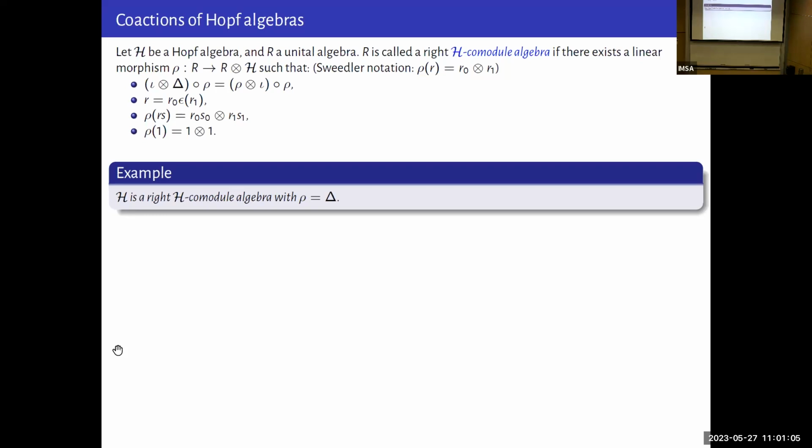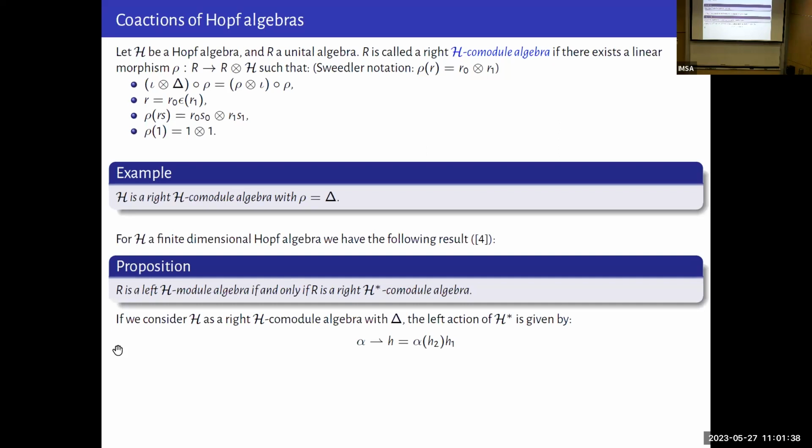Here is the first condition, and look at the second and the third one. I'm also using Sweedler notation for coactions. This R0 tensor R1 means a finite sum of elementary tensors of this algebra. Okay. So the first example of a coaction is just to take the Hopf algebra with its comultiplication. Note that this condition, if we put rho equal to delta, is just the coassociativity of the comultiplication.